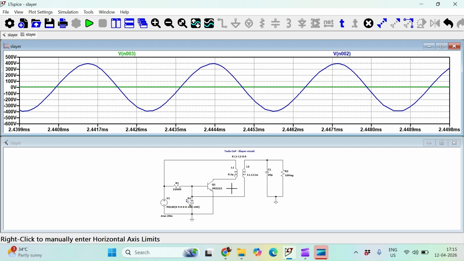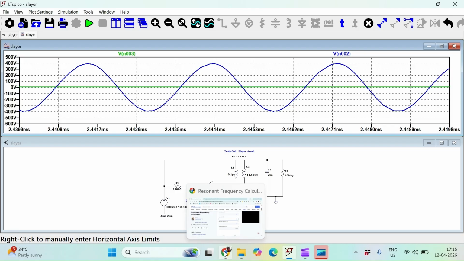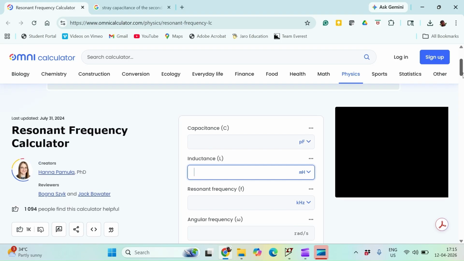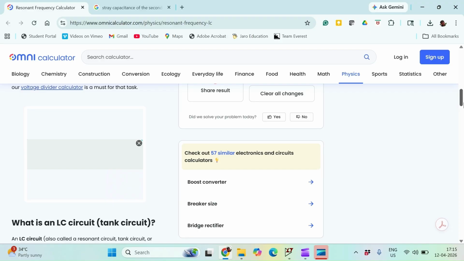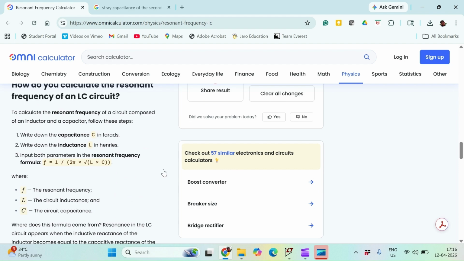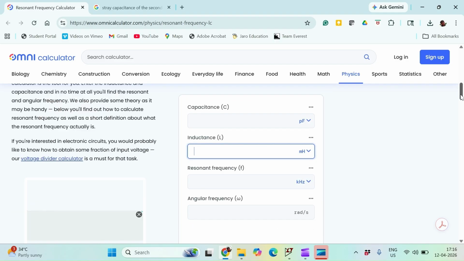Now let's see if this value matches with the calculation. I have now got a resonant frequency calculator here. The frequency of the oscillation at the secondary of the Tesla coil depends on the resonant frequency of the secondary side. This is what is given in this website. The formula for calculating the resonant frequency is 1 by 2 pi root of LC. L is the inductance of the secondary coil and C is the capacitance of the coil arrangement.